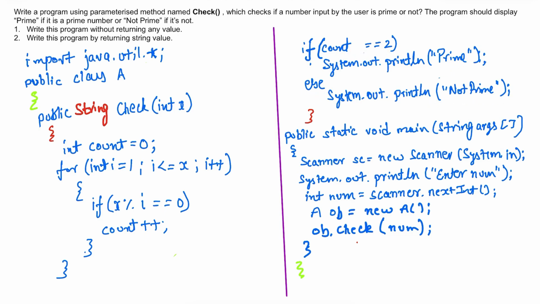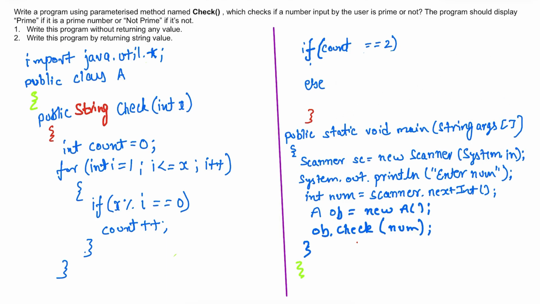But the program expects us to return a value. We have already mentioned string. So instead of printing this, notice how the program is changing when we have replaced void. Instead of printing, we'll replace this print command by a return statement.